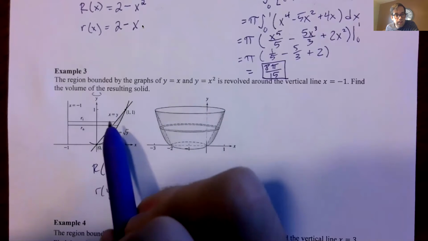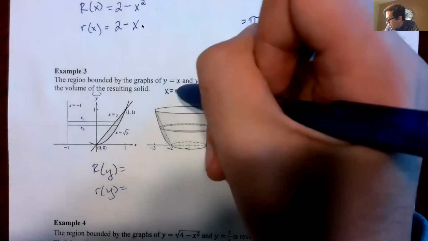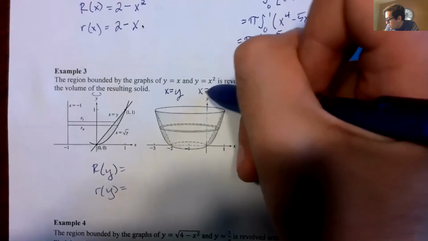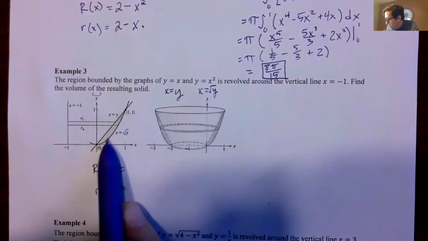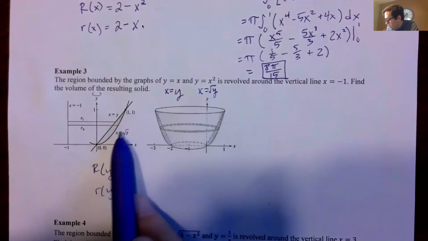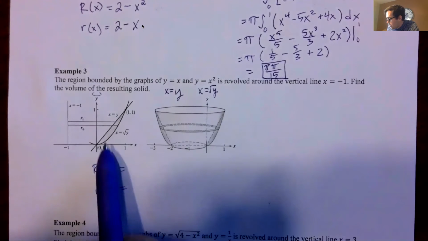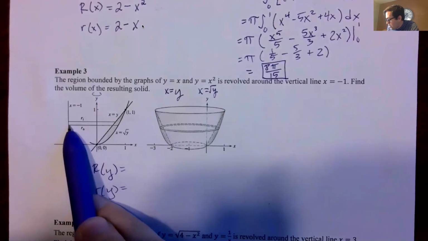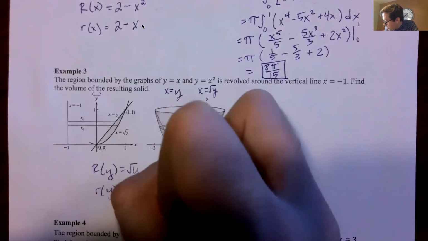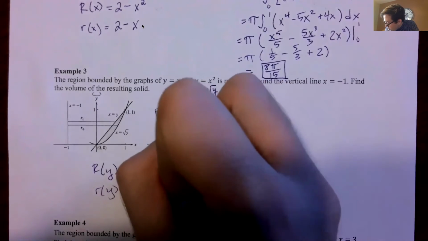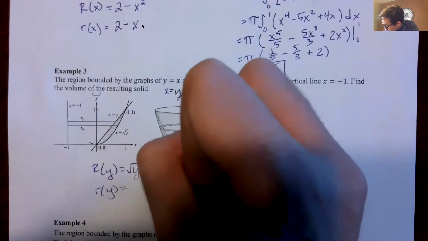We are doing this in terms of y, so we've got to solve each of these equations as x equals, and then in terms of y. I don't need to put the plus or minus here because I'm only looking at the part of the square root of y that's in the first quadrant. So our outer radius is going to go from root y all the way to -1. So to the right, we're at root y. To the left, we're at -1. So it's root y minus -1, which we could just write as root y plus 1.